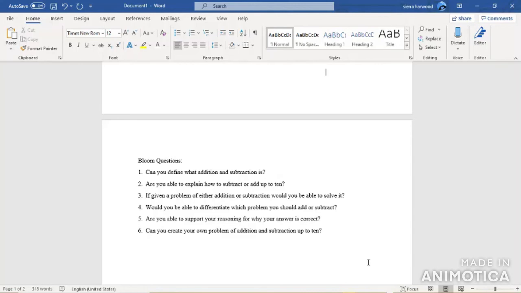Now, what I'm going to do is hand out a piece of paper that has 6 Bloom questions. You're going to answer these questions so that I can see where you are in understanding certain aspects of our lesson plan today.